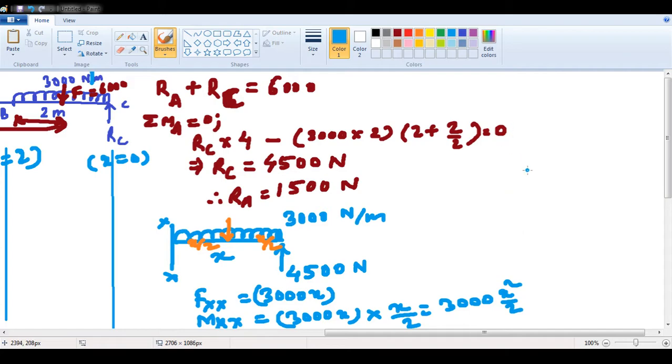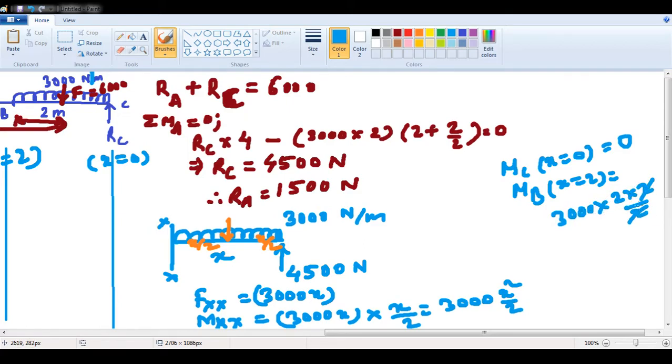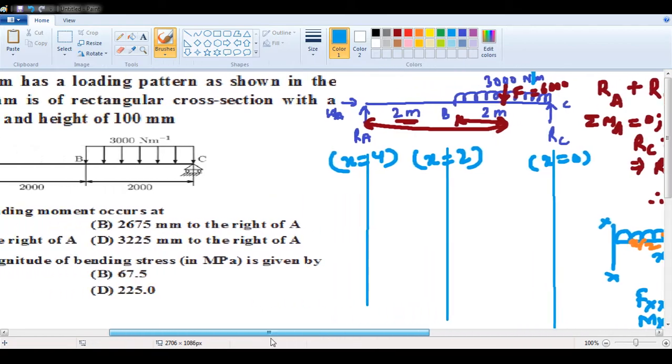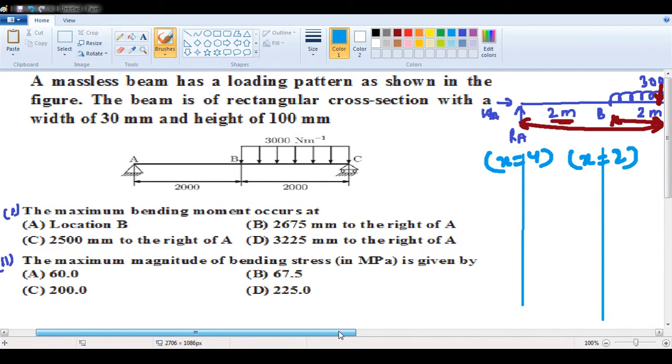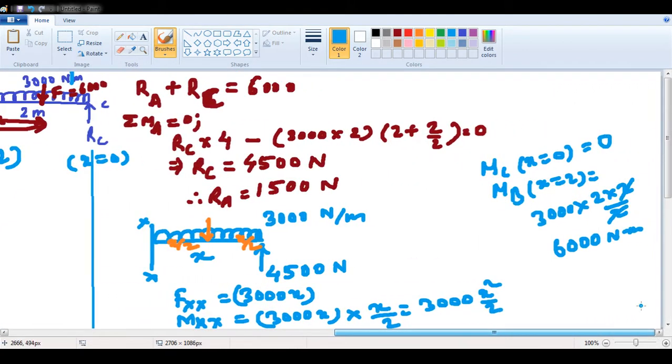Now if we want to know the moment at C and the moment at B: moment at C is x equal to 0, moment at B is x equal to 2. When we put the values, this is 0 at C, and at x equal to 2 we get 3000 into 2 into 2 by 2. This is 6000 Newton meter, correct or not? That is 6000 Newton meter at B. But what the question is asking here is at which place the maximum bending moment occurs. So this is 6000 Newton meter.